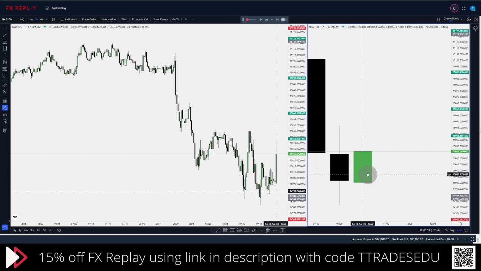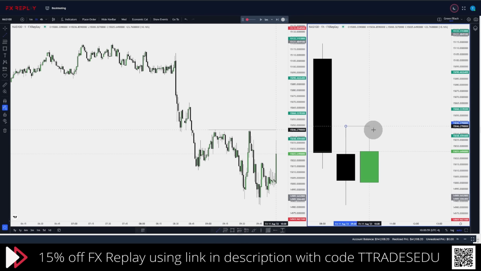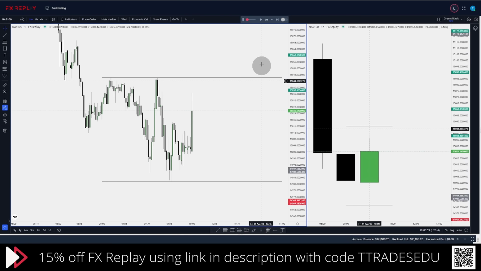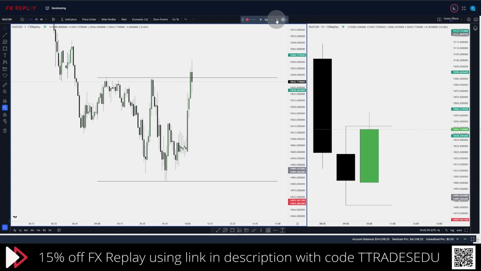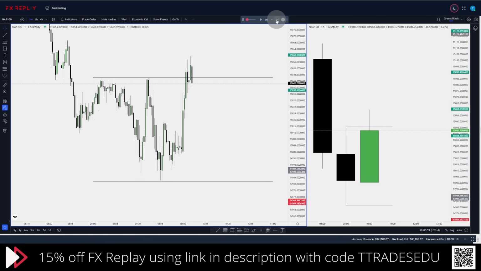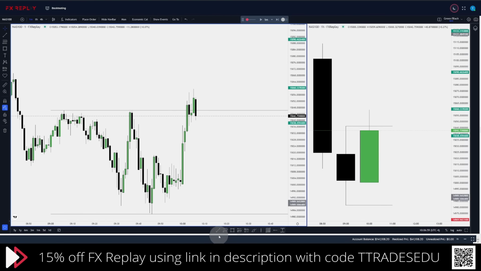So here we are on the 11th. Let's mark out our high and our low. And let's see what happens here. Okay, there's a sweep. Now we close below the body of this. So could take an entry on the breaker here. We'll give it a go.